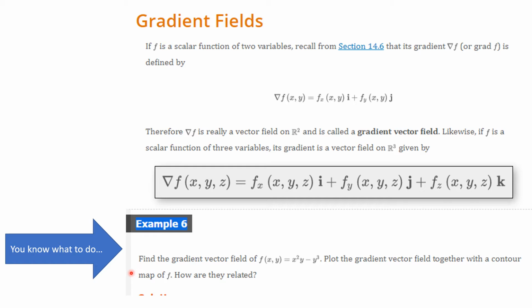So here's a problem for you to do. Find the gradient vector field of the function f of x, y equals x squared y minus y cubed, and plot the gradient field together with a contour map, and how are they related. This is a little bit of a review, but it is useful. You know what to do. Let's see how you did.